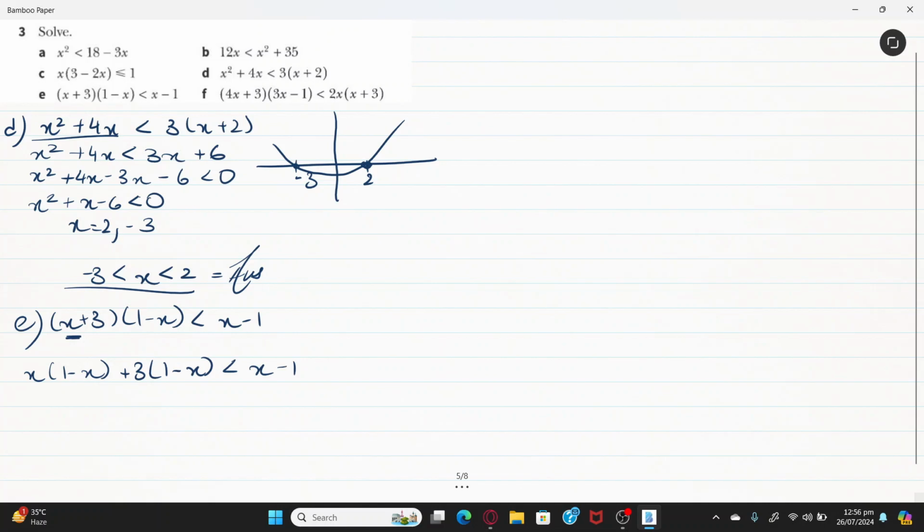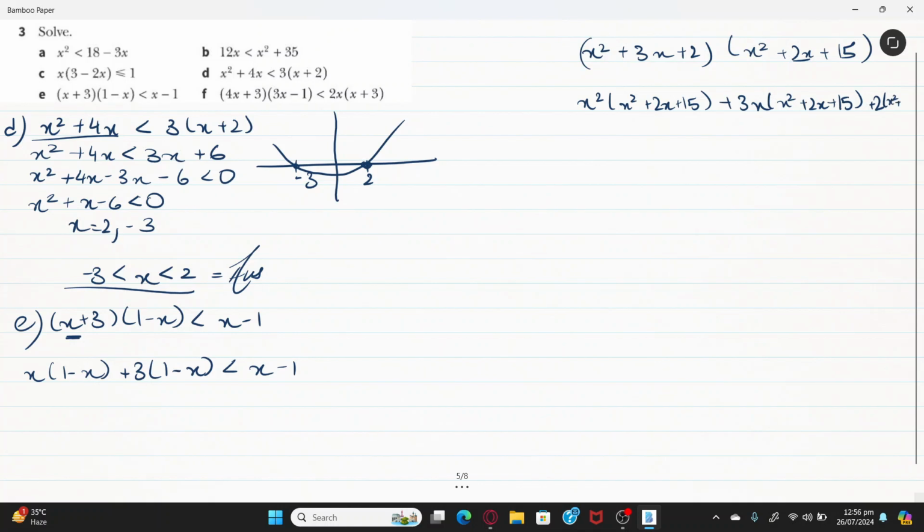And for example, just for your information, if you had something like x squared plus 3x plus 2 multiplied by x squared plus 2x plus 15, you would have done something like this. x squared multiplied by x squared plus 2x plus 15, plus 3x multiplied by x squared plus 2x plus 15, and plus 2 multiplied by x squared plus 2x plus 15, and you get my point. That's how you would have done that.